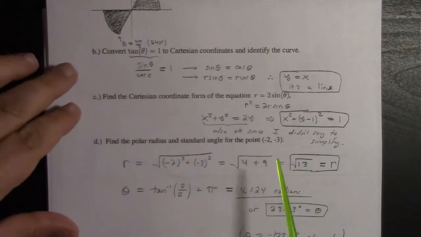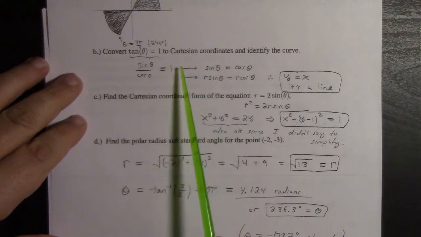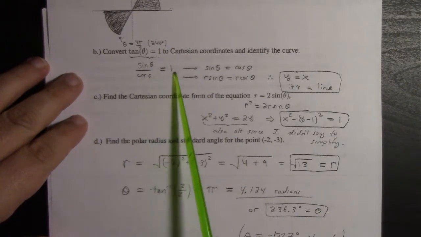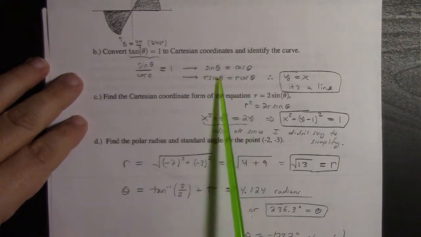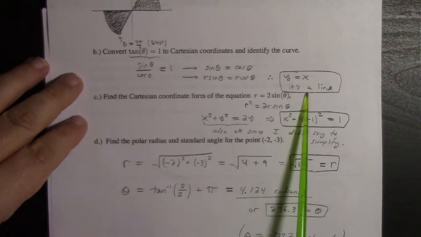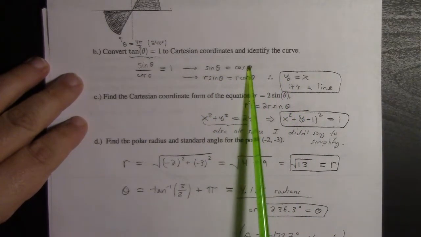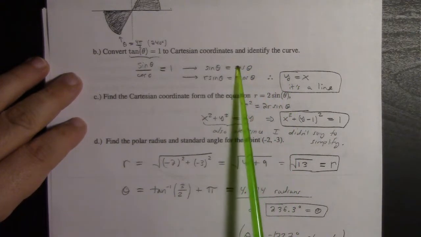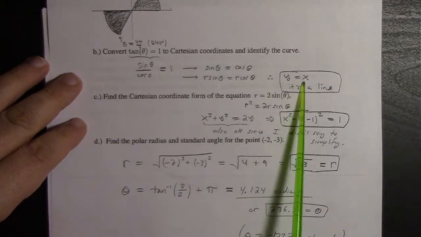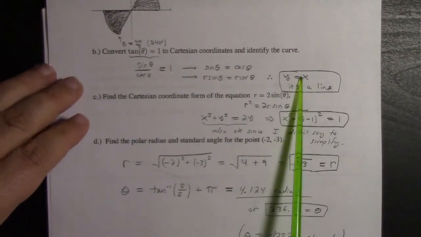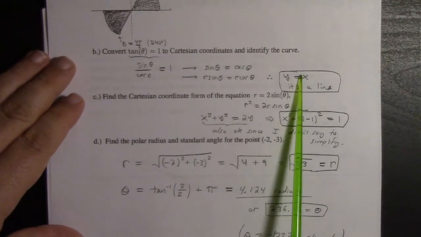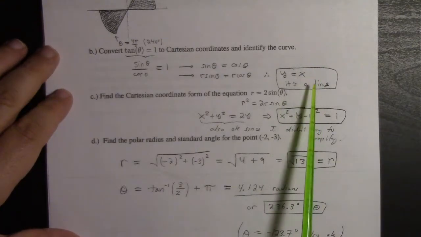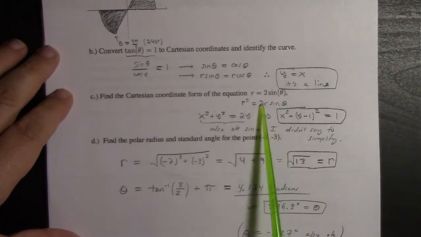Next question was convert tangent theta equals 1 to Cartesian coordinates and identify the curve. So sine theta over cosine theta is 1, which gives us y equals x. It's a line. Now, I guess that's okay, but to be fussy, I definitely am missing the origin, so some people might say it's not really a line, it's a line with the origin punctured. And I'd be like, oh, well, good, you're being more careful than I am, it's not bad.